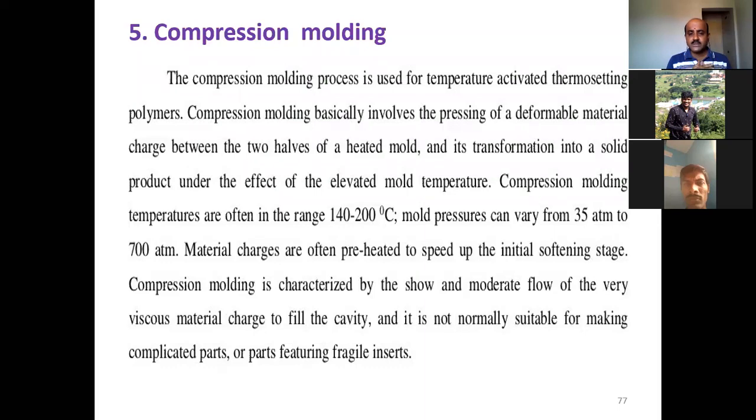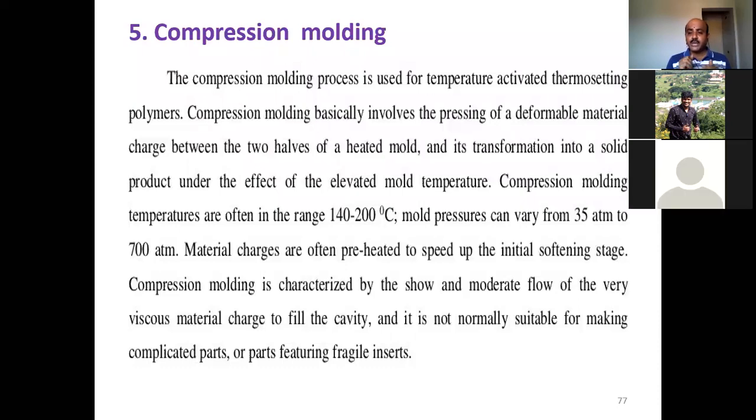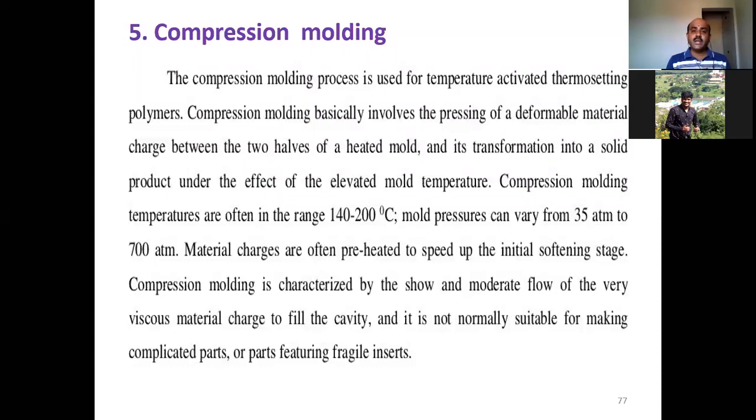So most of the times the temperature will be in the range of 140 to 200 degrees centigrade, and also the pressure that you are maintaining is 35 atmosphere to 70 atmosphere. So basically, this compression molding is characterized by the slow and moderate flow of very viscous material charge into the cavity. And the most important thing here is it is not normally suitable for making complicated parts or parts featuring fragile pieces.